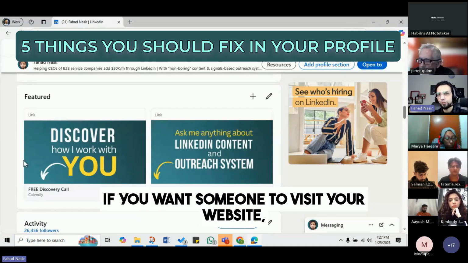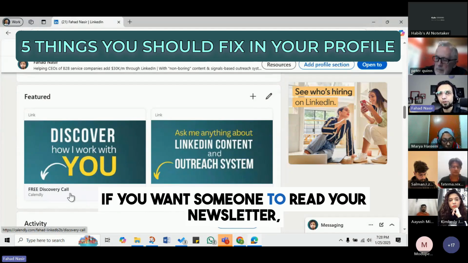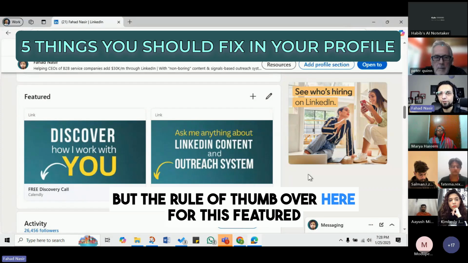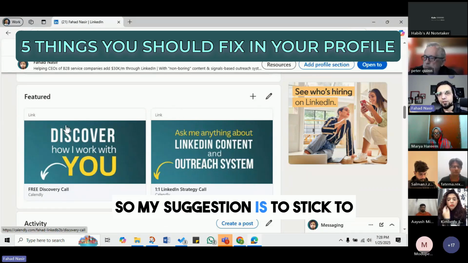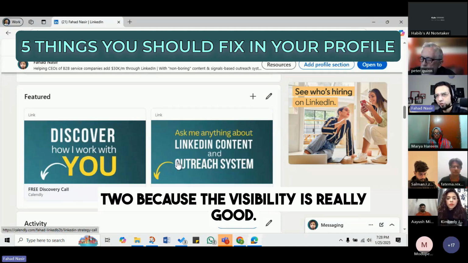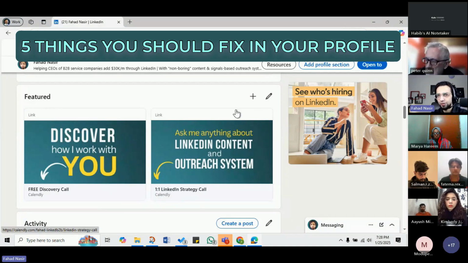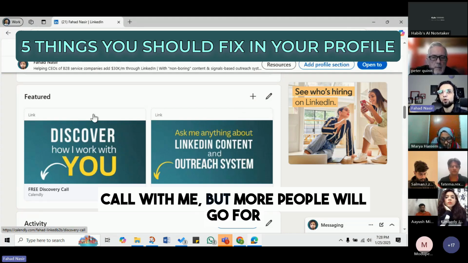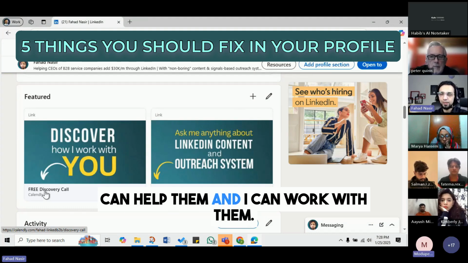If you want someone to visit your website, then add that link over here as well. If you want someone to read your newsletter, you can add that link over here. But the rule of thumb for this featured section is you should not add more than 3. So my suggestion is to stick to 2, because the visibility is really good. So essentially your primary call to action, the main thing that you want, and the secondary call to action. Maybe fewer people will directly go for a paid call with me, but more people will go for a 15 minute discovery call to see if I can help them and I can work with them.